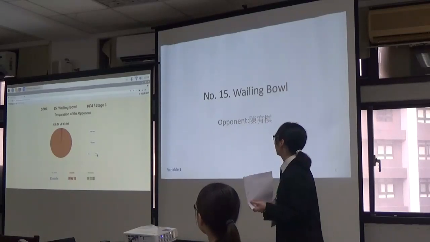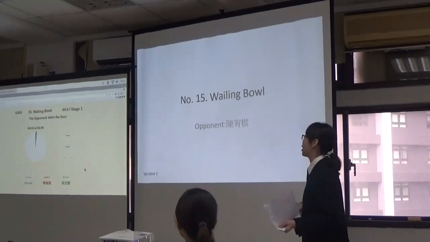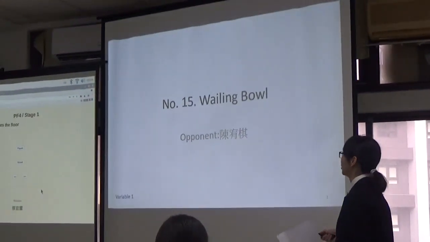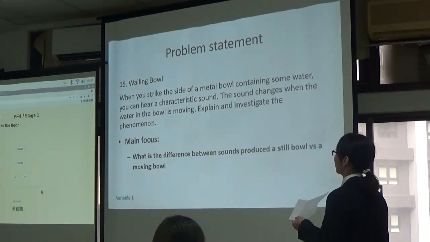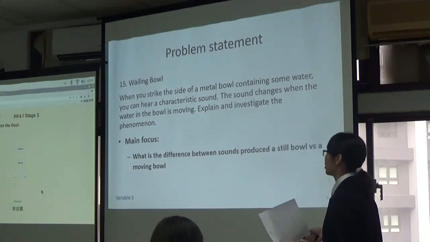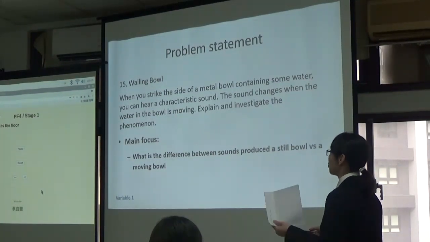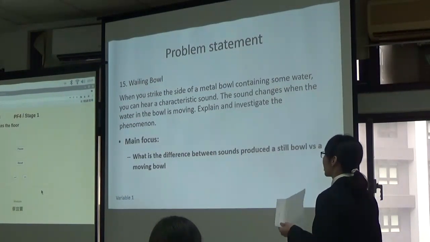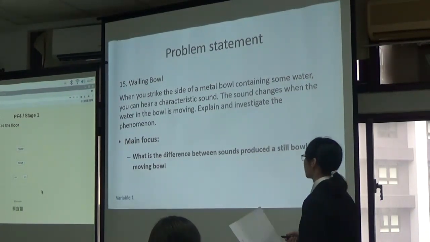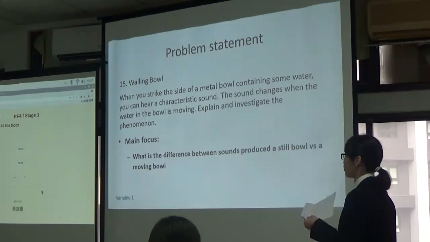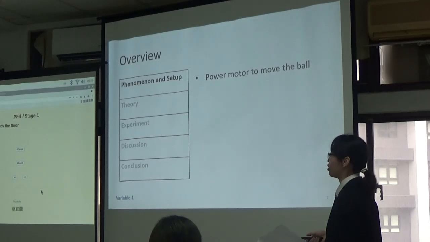Okay, so hello everyone, I'm the opponent from the variable one, and today I would like to oppose number 15, welding ball. The problem statement is: when you strike the side of a metal ball containing some water, you can hear a characteristic sound. The sound changes when the water in the ball is moving. Explain and investigate the phenomenon. So I think the main focus might be the difference between the sounds produced by a still ball versus a moving ball.